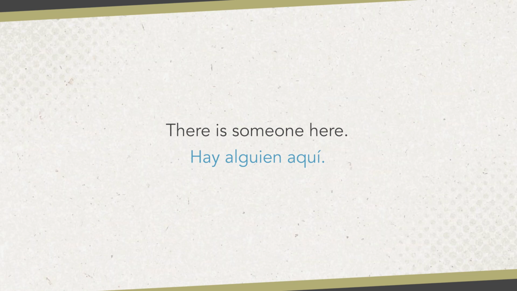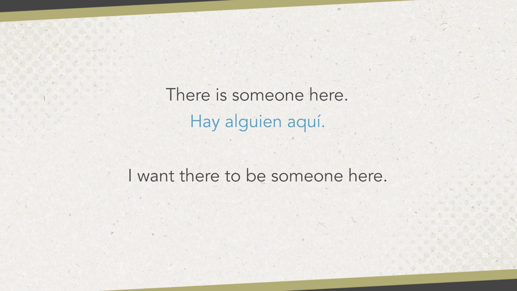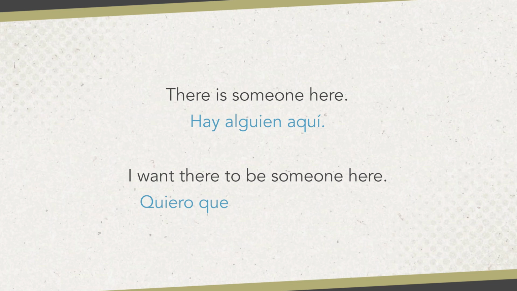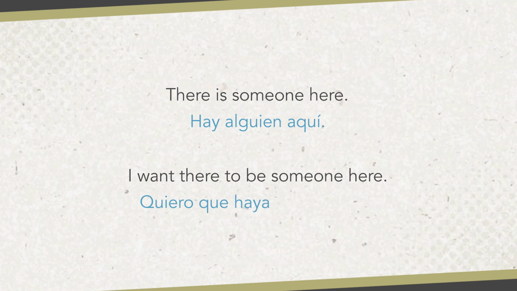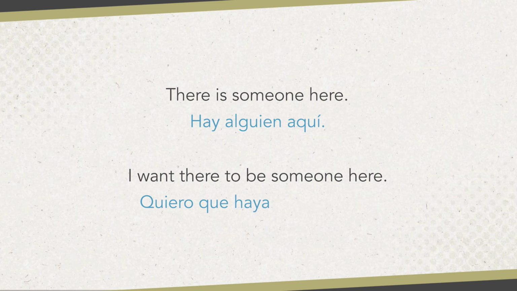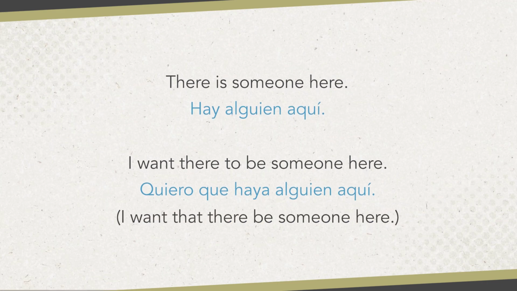But if instead I want this to be the case, we'll put quiero que at the beginning, which literally means I want that, and then we'll change hay to haya. So we have I want there to be someone here. Quiero que haya alguien aquí. Literally, I want that there be someone here. Here are a few more examples.